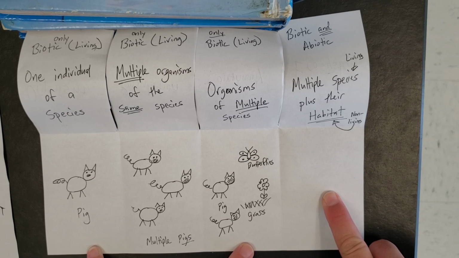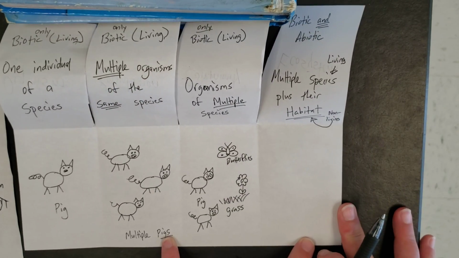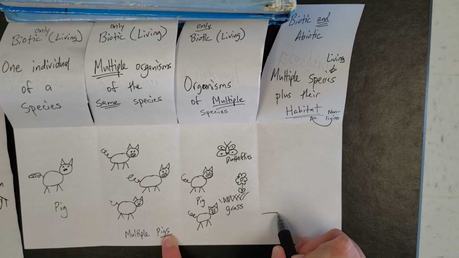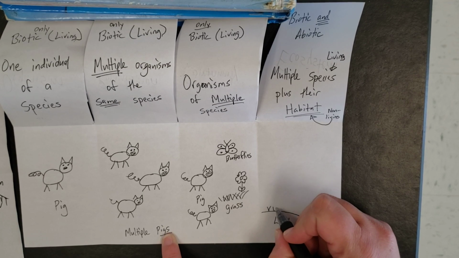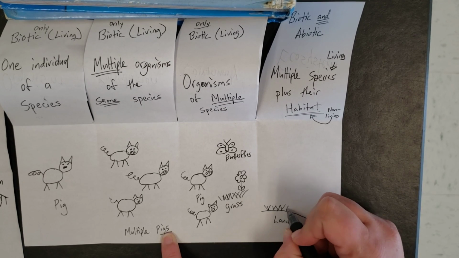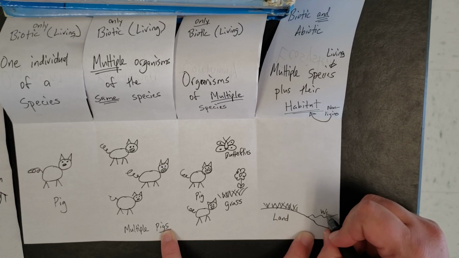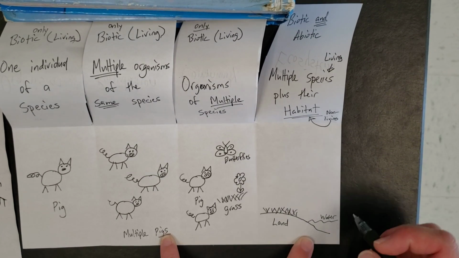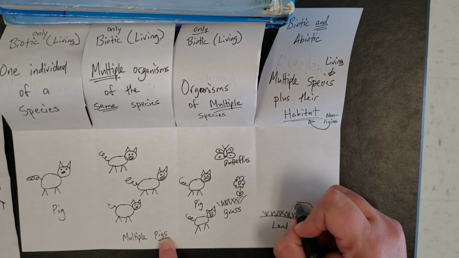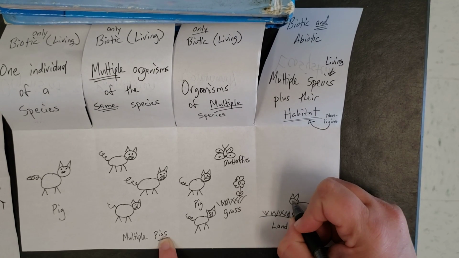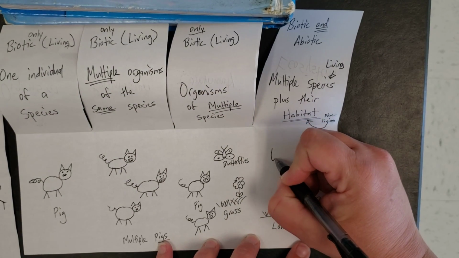Well, now, if I want to move all the way up to an ecosystem, now I've got to add in the abiotic. So as I look at this, now I might add in some land so that my grass is growing on the land. And I might add in some water. Okay? And I could have some organisms down here in the water. And I've got my pigs. And they're super happy here. Okay? And I've got my butterflies.